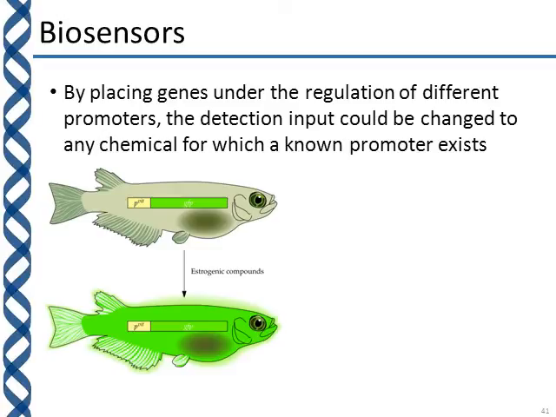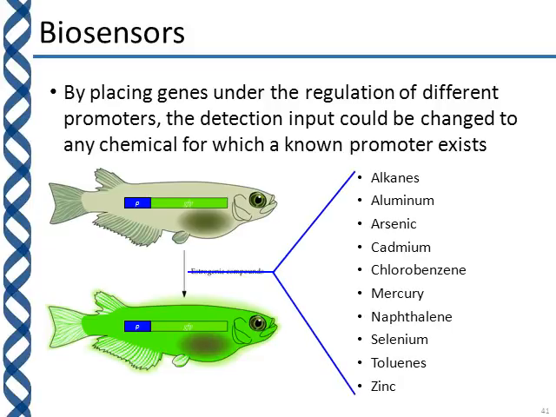By placing genes under the regulation of different promoters, the detection input could be changed to any chemical for which there is a known promoter. In this case, instead of the estrogenic promoter, you can now add any promoter for which you have a known chemical. In this case, rather than detecting estrogenic compounds, you can detect anything: aluminum, arsenic, cadmium, chlorobenzenes, naphthalene, toluenes, zinc, etc.